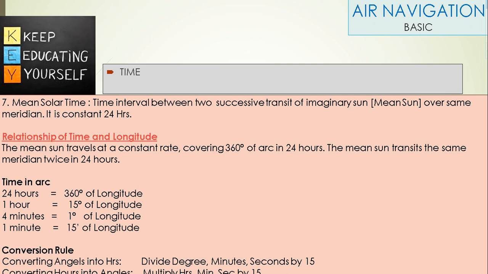We were using it earlier. So we will go further down. 4 minutes equals 1 degree of longitude, and 1 minute of time equals 15 minutes of arc of longitude. So remember, this is the last one. This will help us in conversions. So converting angles into hours, divide degrees, minutes and seconds by 15. Or if you have to convert hours into angles, multiply hours, minutes and seconds each by 15.